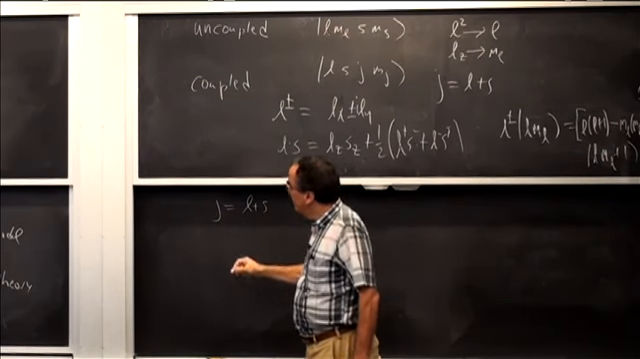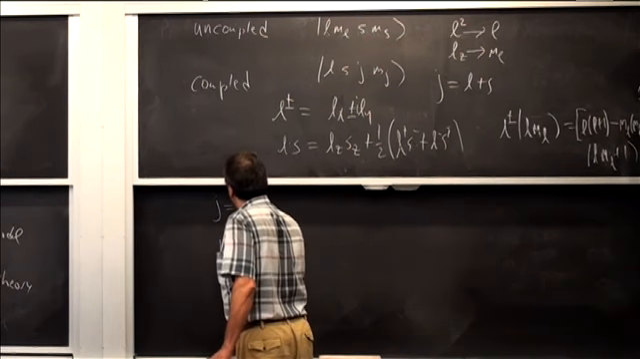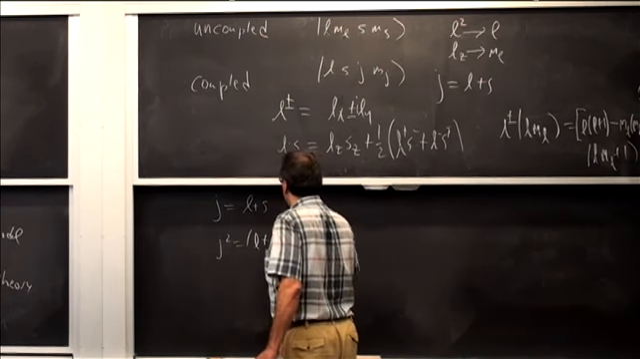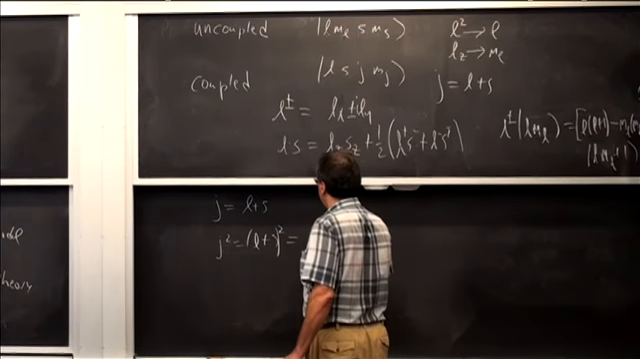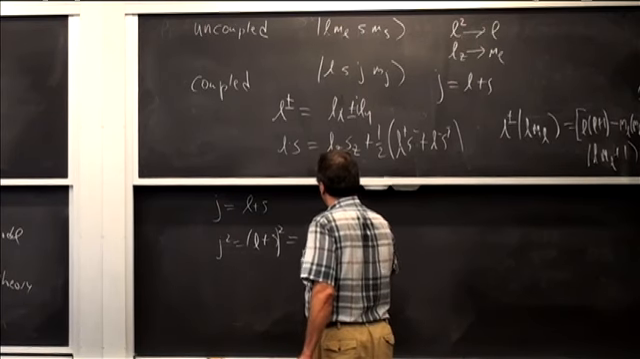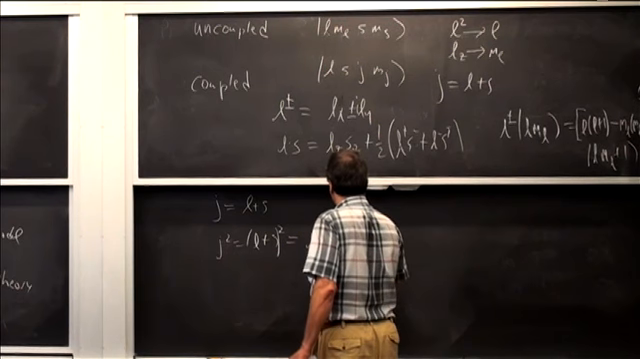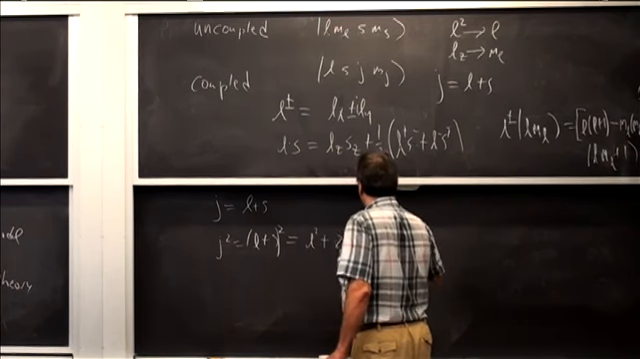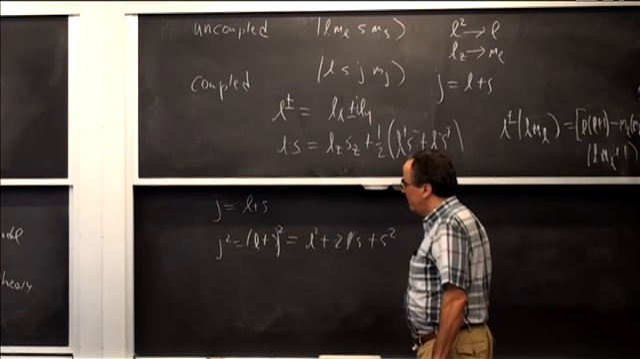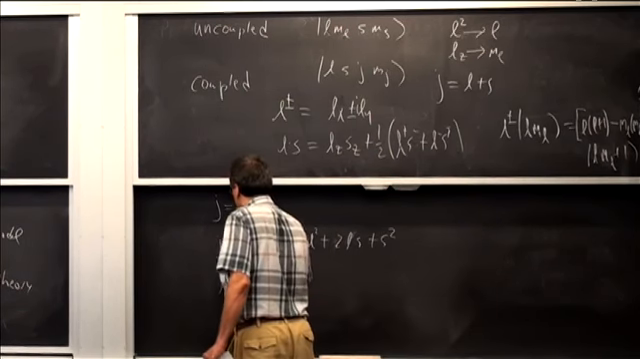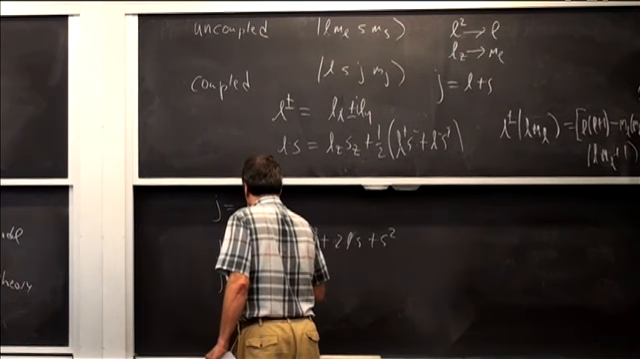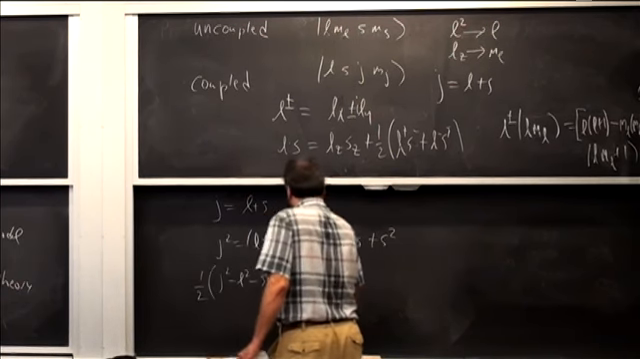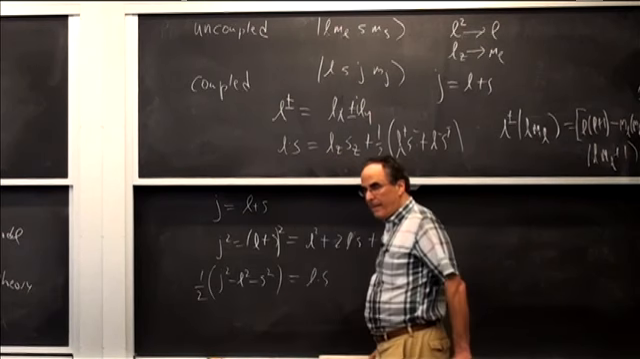This is vectors. Now, J squared is equal to (L plus S) squared, and so that's equal to L squared plus 2 L dot S plus S squared. And so rearranging, we have (J squared minus L squared minus S squared) times a half is equal to L dot S.